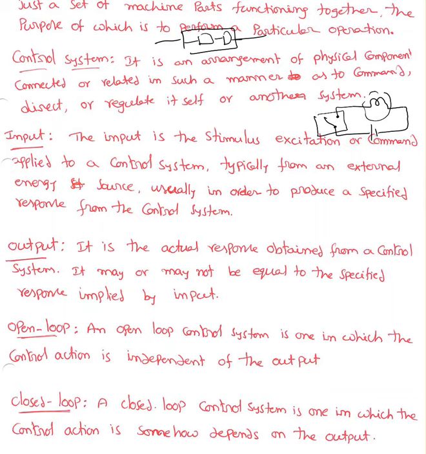It may or may not be equal to the specified response implied by the input. If you look at this simple circuit, we were talking about the flashlight. I'm going to turn on the system. I want, say, 100 lumens of light. You may not be able to get that 100 lumens, but you might get 80, 70 or 50 lumens. That's based on the battery energy, how much energy it can supply. If the battery is almost empty, it will show you only a small light, not a big one.